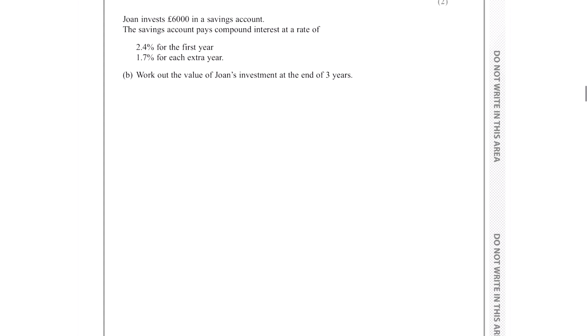So we have Joan invests £6,000 in a saving account. In year 1, he gets 2.4%. For the next 2 years, he gets 1.7% because he invests over 3 years. So just one thing to bear in mind here, but again, percentages are out of 100, so this will become 102.4%. And as a decimal, you're going to hop the decimal 2 to the left. Careful with these here. Again, percentages out of 100, this becomes 101.7%, and as a decimal, that's 1.017.